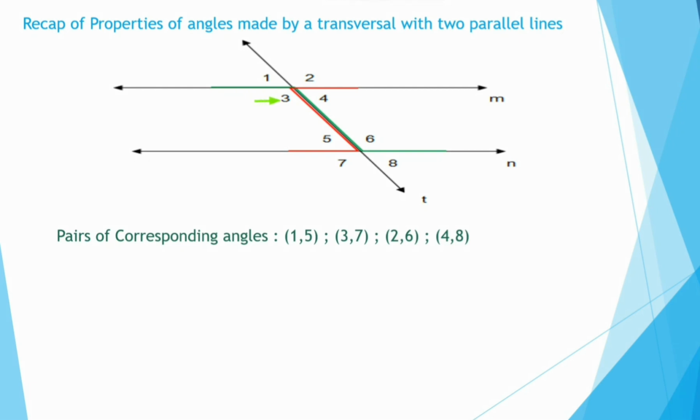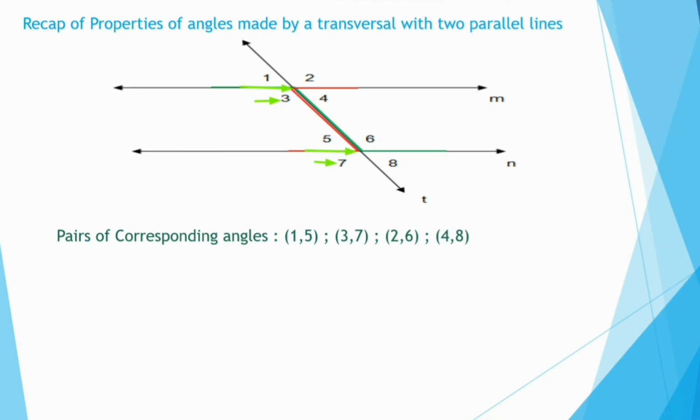Now why 3 and 7? Because 1 and 5 you easily understand. Why 3 and 7 are corresponding? Because they lie in the same position. 3 is lying below this line and 7 is lying below another parallel line. So since both are lying on the same side of transversal and both below the parallel lines, they lie in the same position. That is why angle 3 and angle 7 are corresponding angles.